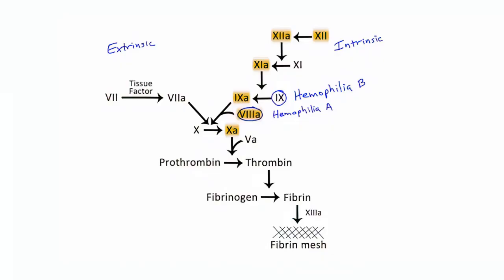And since both of these factors work together on the same step of the cascade, the clinical presentations of hemophilia A and B are pretty similar. Now what's the rate limiter of the coagulation cascade? It's actually the convergence of the extrinsic and intrinsic coagulation pathways at factor 10.